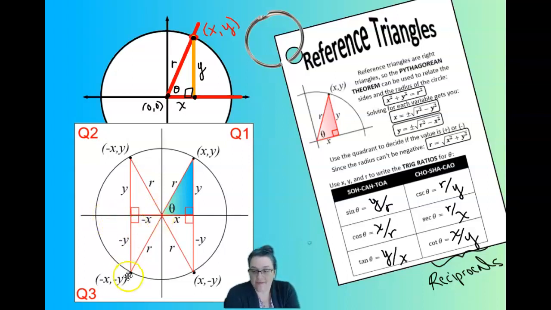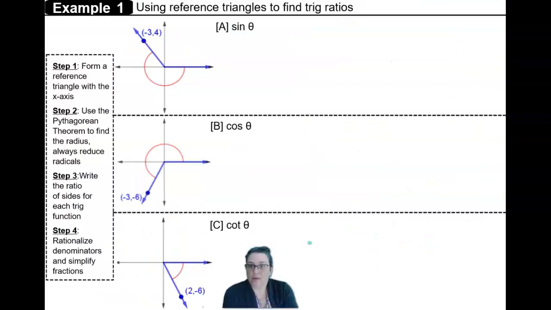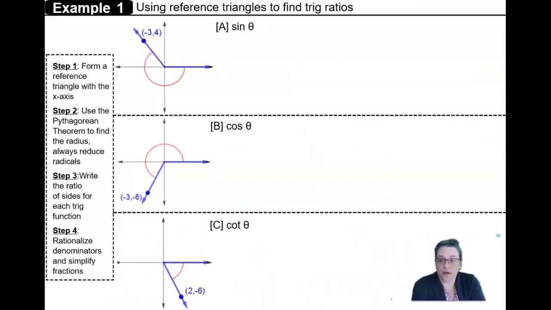We can also have a negative y value if we're headed down in the y direction from the origin. So that's going to mean we can have negative trig ratios as well. So looking at example 1, we're going to find the sine ratio of the acute angle theta, and the point of intersection with the edge of the circle is given as (-3, 4).